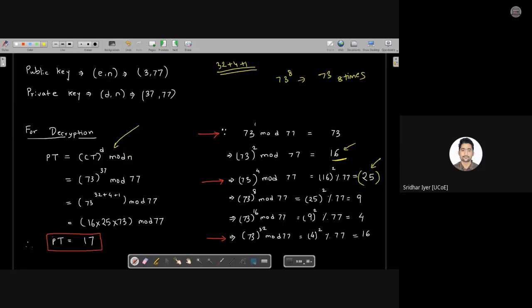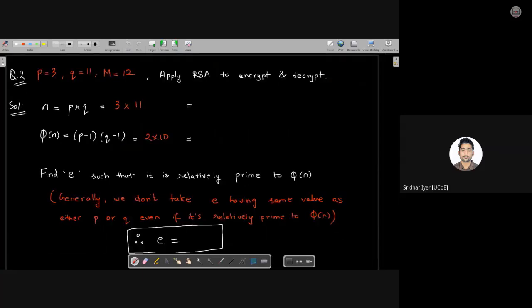Fine, so I'm just taking the same example once again, just to be clear, because we are meeting after a gap of 2-3 days. Fine, so let's move ahead with the actual problem for today. I want you to start solving this problem.